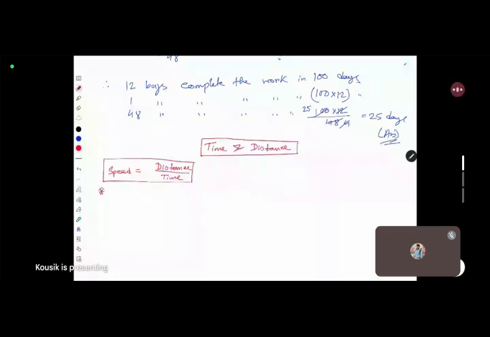So time is equal to distance divided by speed.